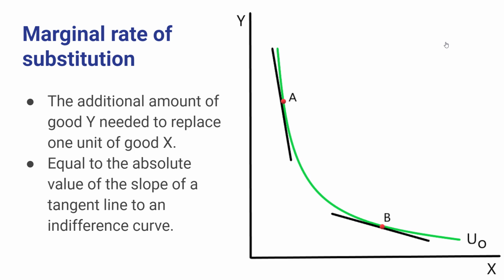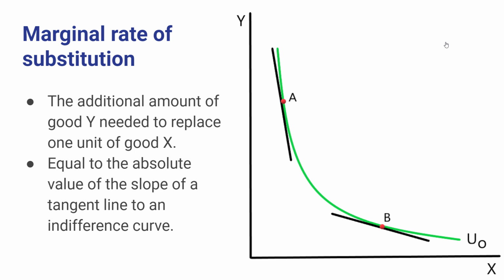We can see that because the absolute value of the slope is greater at point A. But as you start acquiring more and more of good X, its value in terms of the amount of good Y you're willing to give up becomes progressively smaller. Another way of putting it is that we expect indifference curves to be convex.